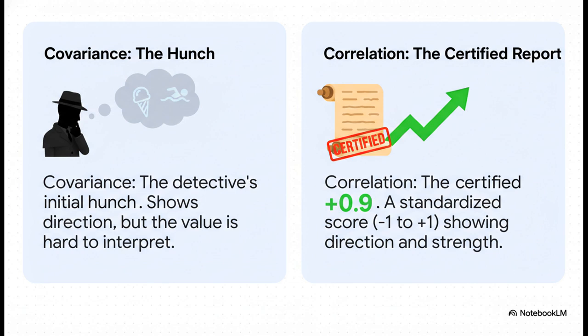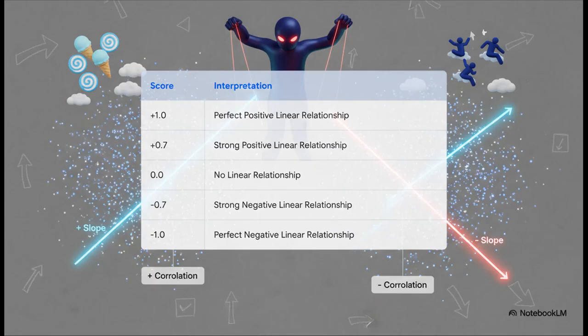But the number it gives you is kind of weird and hard to interpret on its own. Correlation, on the other hand, now that is the certified report. It takes that hunch and turns it into a standardized, precise score, always between -1 and +1. And this score is so powerful because it tells you both the direction and the strength of the relationship in one clean, easy-to-read number. And here's how you read that certified report.